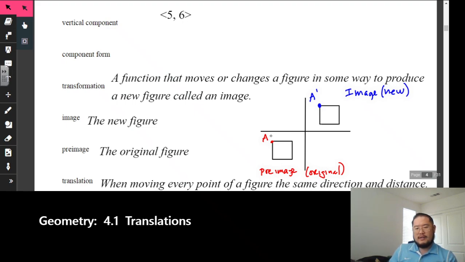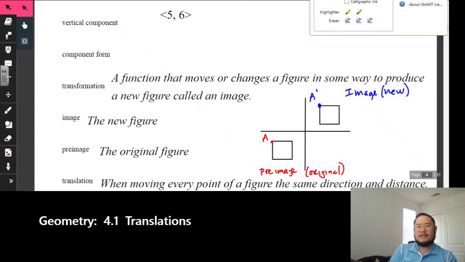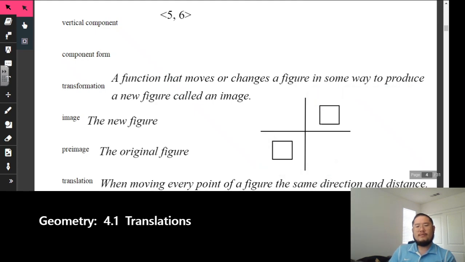Since I have 4 points, it would make sense to label them point A, B, C, D. And then if I were to translate it, we have A prime, B prime, C prime, D prime. All points would move the same amount in our component form.